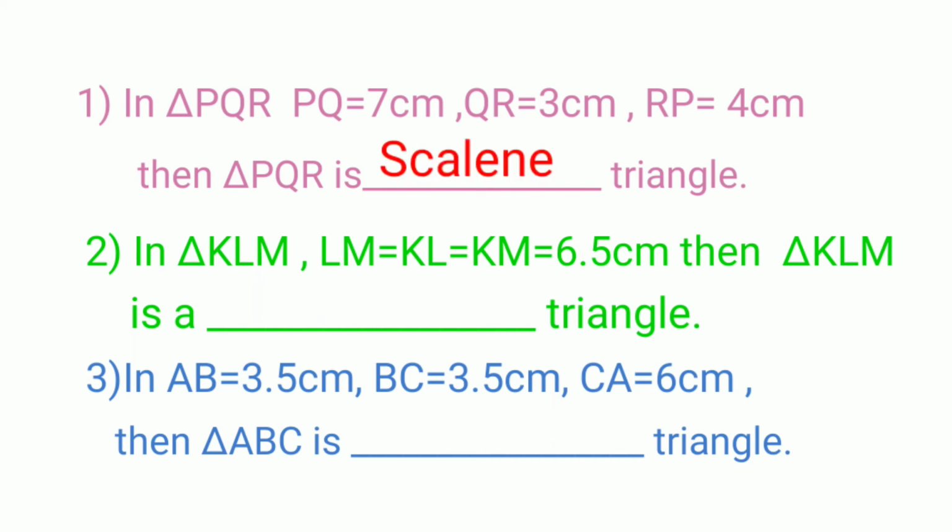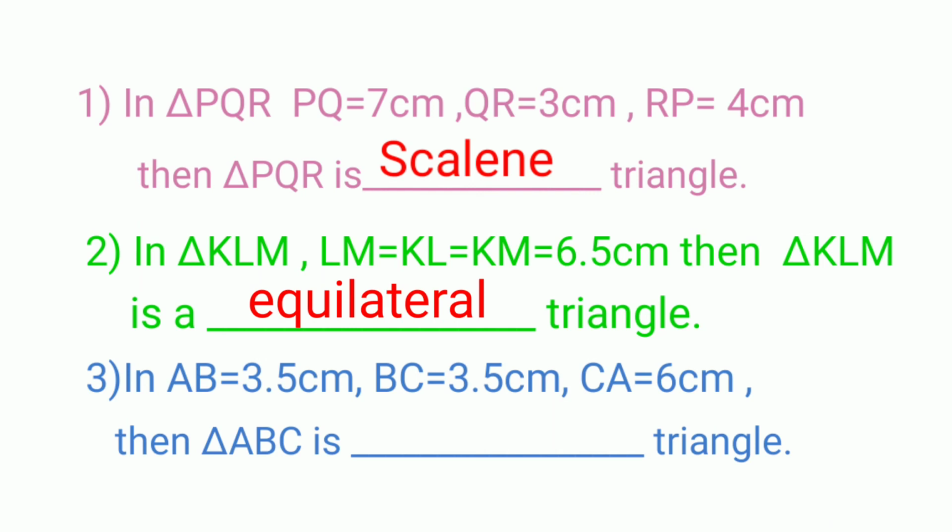Second one, in triangle KLM, given is side LM is equal to side KL is equal to side KM, all equal to 6.5 cm. Then the name of triangle KLM will be dash. We remember, if all the three sides of a given triangle are equal, then such a triangle is called equilateral triangle. Therefore, in second fill-up, the correct answer is equilateral triangle.